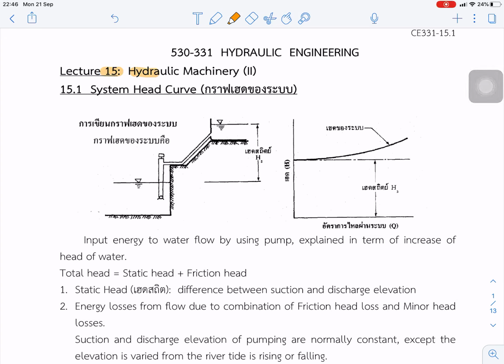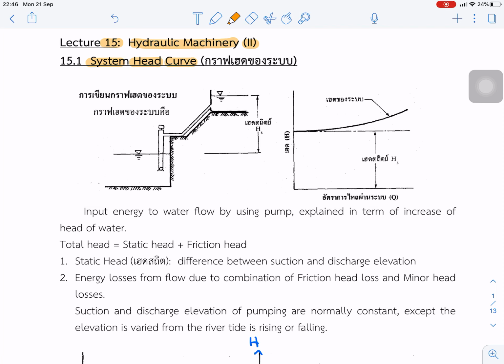Lecture 15, Hydraulic Machinery Part 2. The topic is the system H curve. This system H curve is for a pipe system.